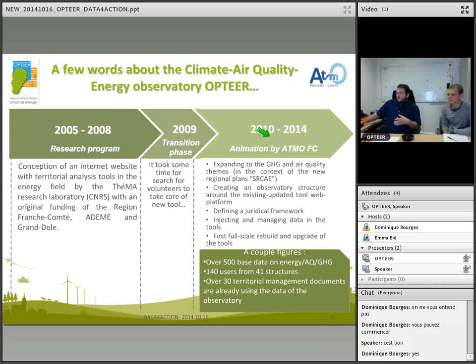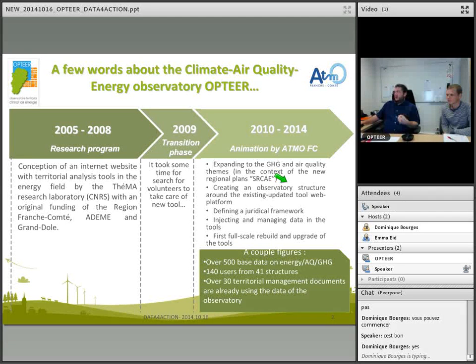We were already working a lot on climate change documents, management documents for the territories. But the local documents were evolving toward a multi-thematic integration of climate, air quality, and energy. So we took the tool that was produced in the research program, to turn it into an operational observatory that was dealing with those three thematics. And we, of course, worked a lot on the juridical framework, injected some data, etc. And we are currently doing a first complete rebuild of the observatory tool that will be soon finished.